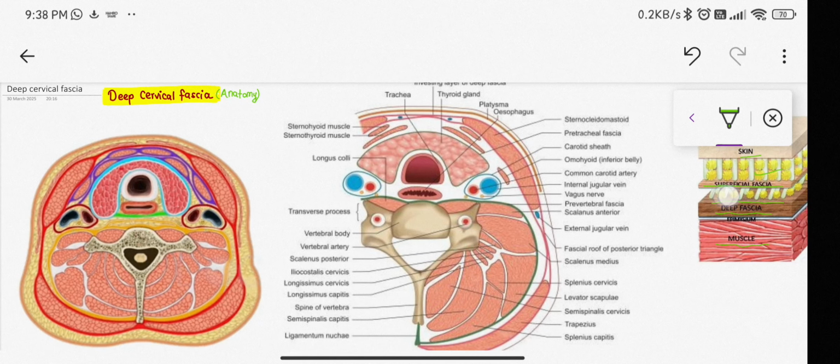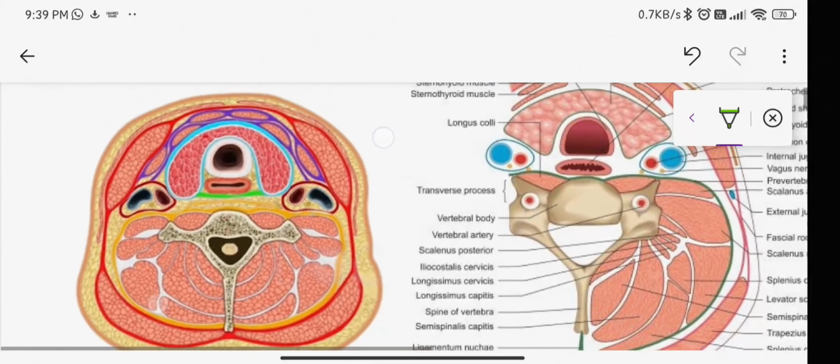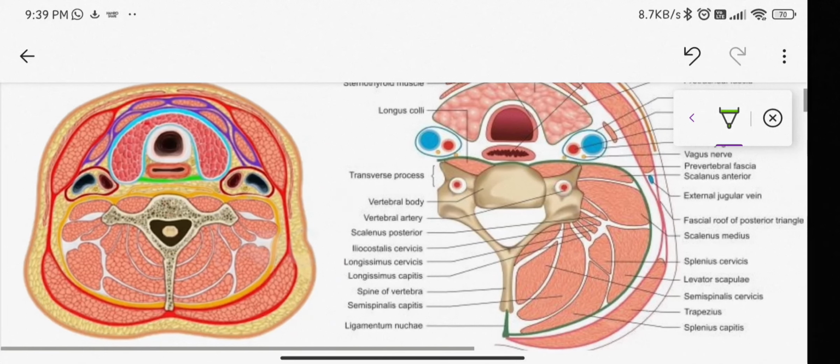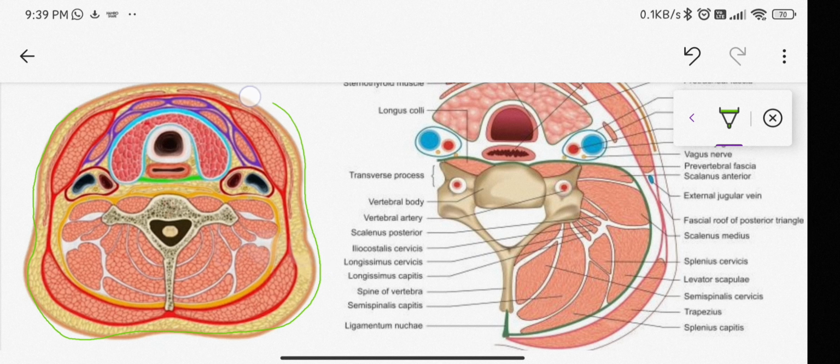Okay, and among them prevertebral fascia, pretracheal fascia, and investing fascia. These are the 3 important modifications of this deep cervical fascia. So you can see in this figure, this is the transverse section of the neck. Okay, and in this transverse section you can see this is the cervical vertebra.